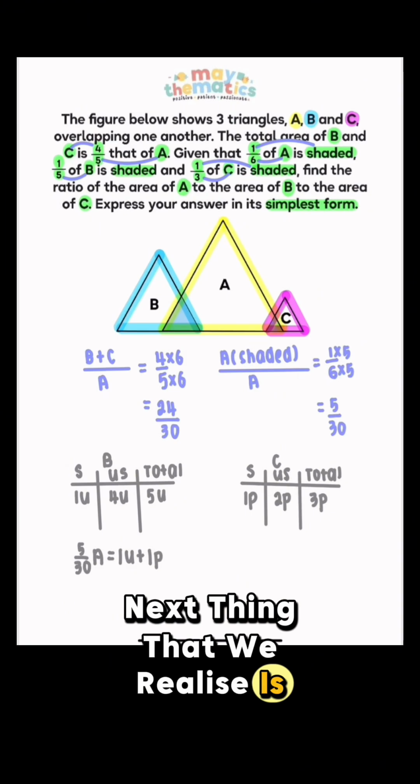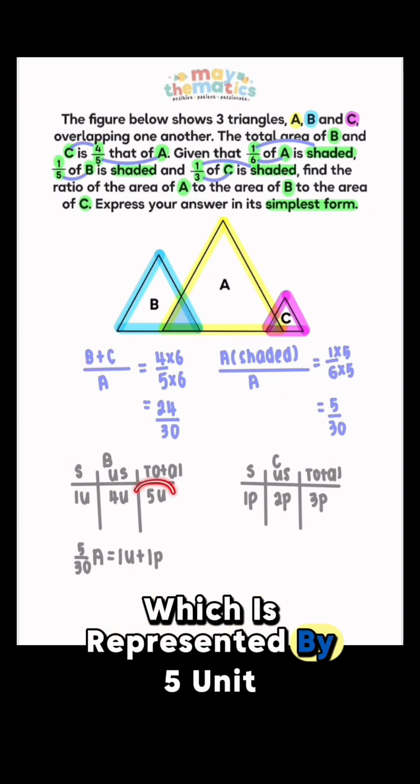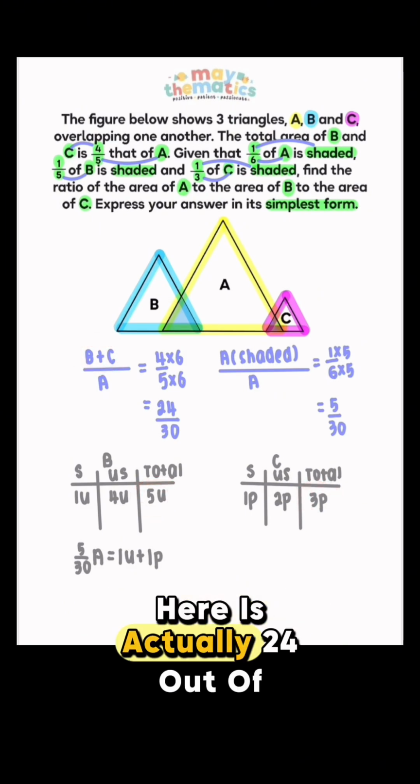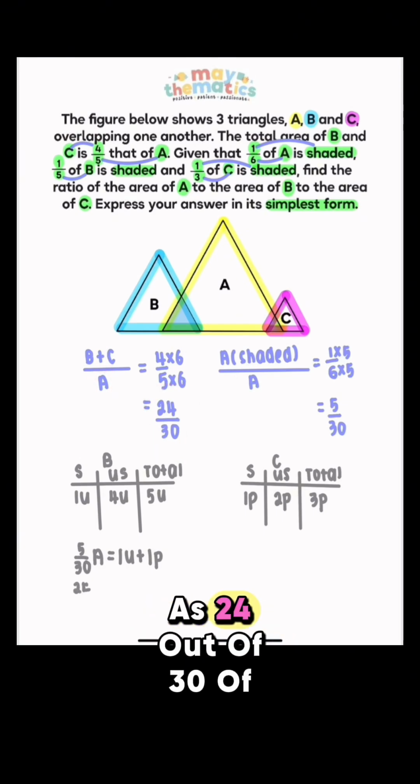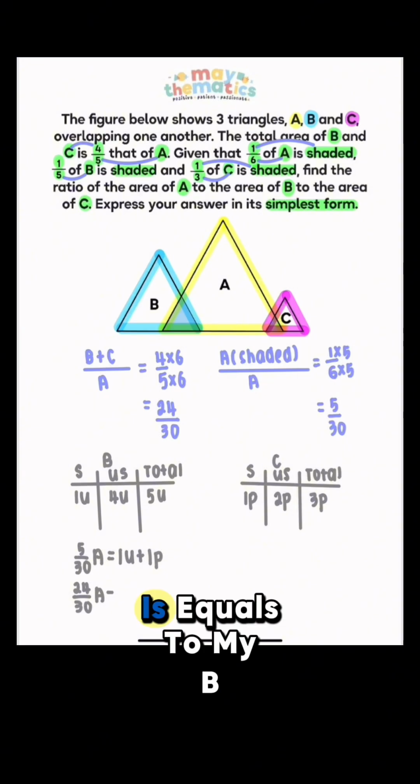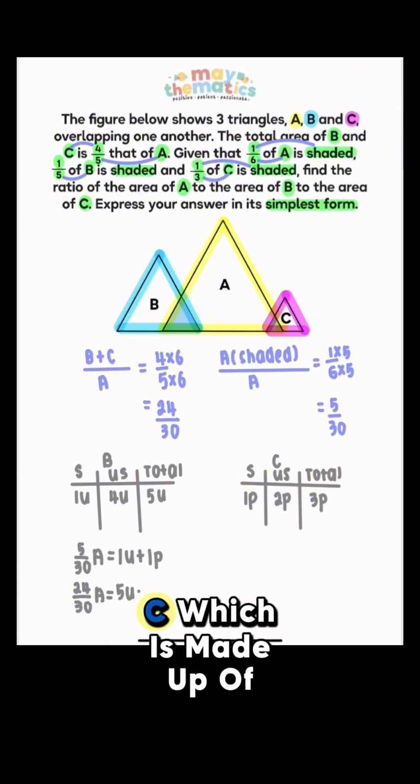Next thing that we realize is that triangle B and C, which is represented by 5 units and 3 parts here, is actually 24 out of 30 of A. So we can write the second equation as 24 out of 30 of A is equal to my B, which is 5 units, and my C, which is made out of 3 parts.